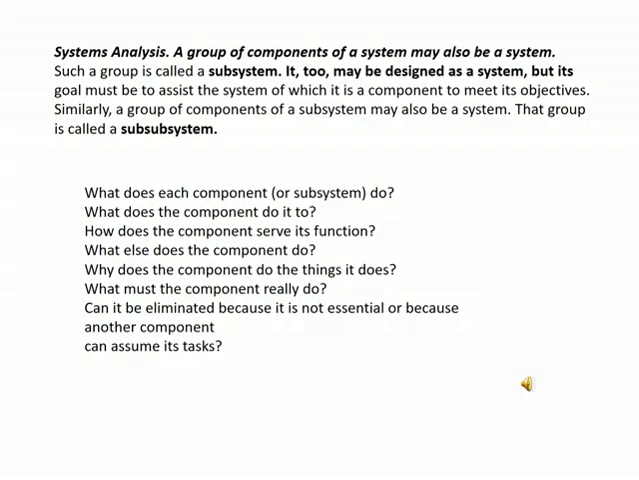System analysis. A group of components of the system may also be a system, called a subsystem, or may be designed as a system. So a group of the system's subgroups are the subsystems. What does each component or subsystem do? We have to know this when we are designing the whole system, so the whole system can be divided into individual subsystems. So what does each component or subsystem do?